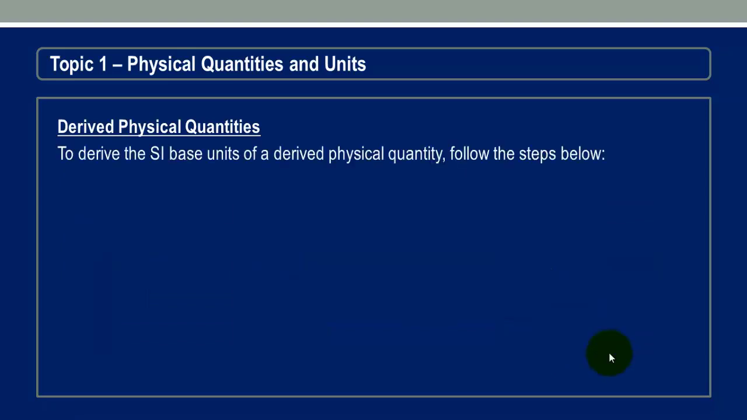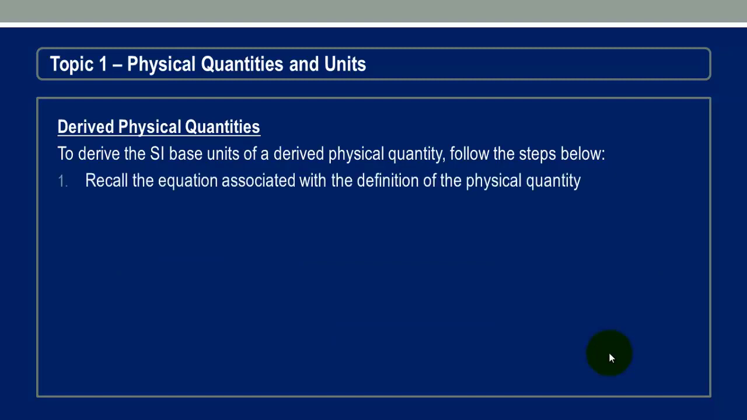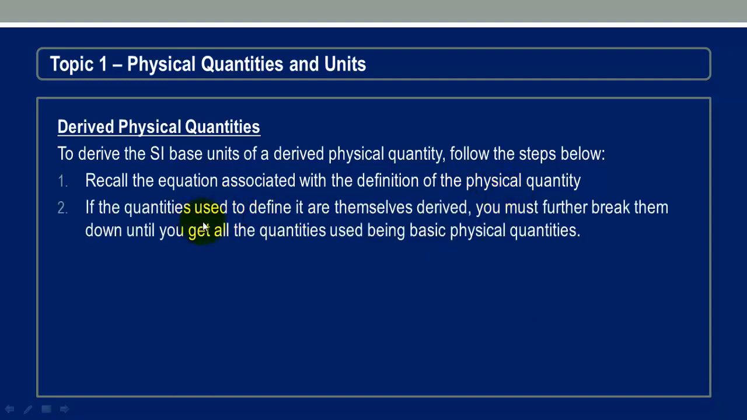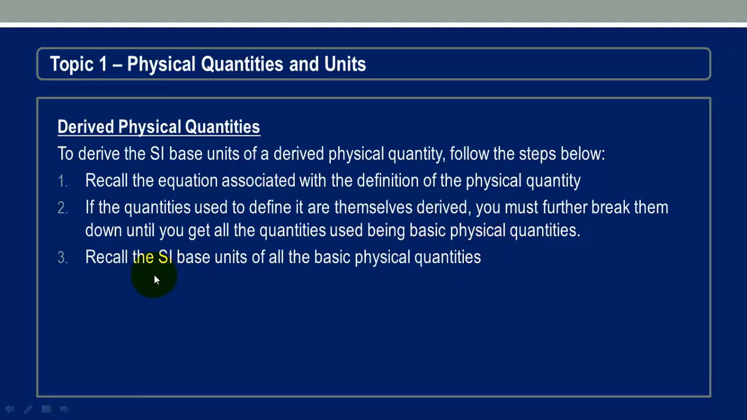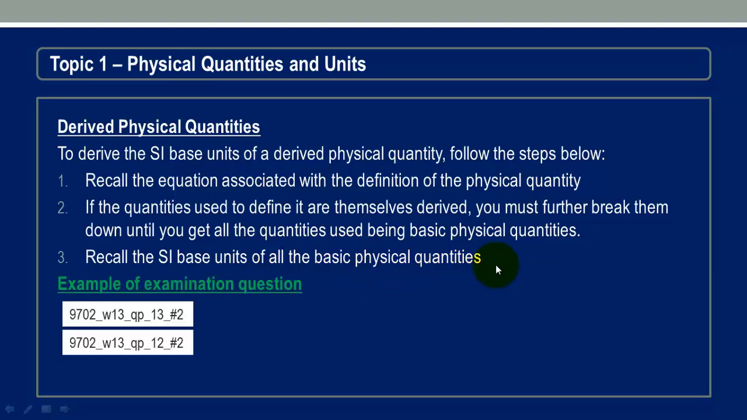Power has the SI unit watts, and its SI base unit is kilograms meter squared per second cubed. To derive the SI unit of a derived physical quantity, we follow the following steps. Step number 1. Recall the equation associated with the definition of that physical quantity. Step number 2. If the quantities used to define it are themselves derived, you must further break them down until you get all the quantities used being basic physical quantities. Step number 3. Recall the SI base units of all the basic physical quantities. Let's look at an example.